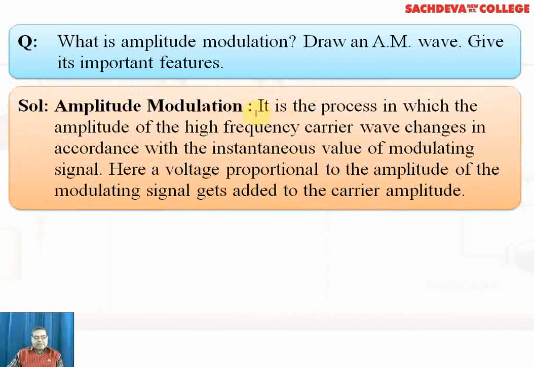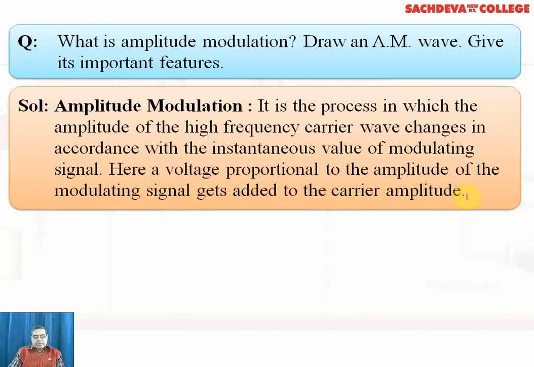When we speak, as I have explained earlier, modulation is the mixing of two signals, and amplitude modulation means maintaining the amplitude of those mixed signals. So it is a process in which the amplitude of the high frequency carrier wave changes in accordance with the instantaneous value of the modulating signal. Here, a voltage proportional to the amplitude of the modulating signal gets added to the carrier amplitude.